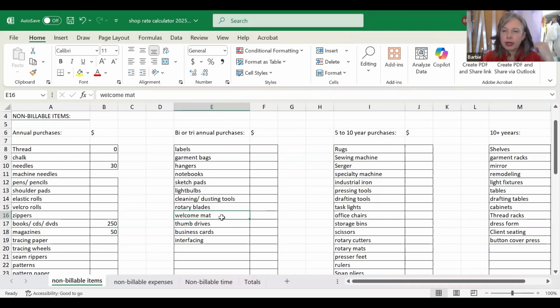A welcome mat. I have one right outside my door. After a while, I realize the sun and the snow has faded it, so it's nice to have a fresh one every few years. Thumb drives in case you have to transfer things, because I'm old. It's not a floppy disk, but if you need to transfer things or save things, whatever technology you need for that. Business cards, if you are still using them. Interfacing, things that you only tend to buy every 2 or 3 years so that you have it in stock for clients. All of those go into biannual or triannual purchases.